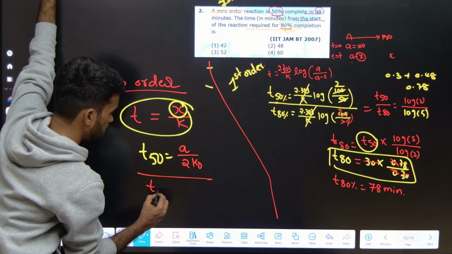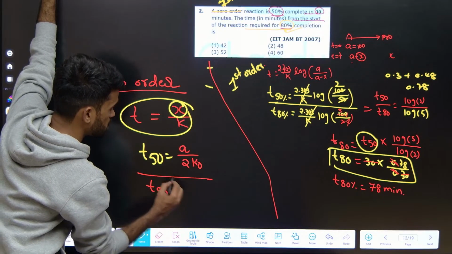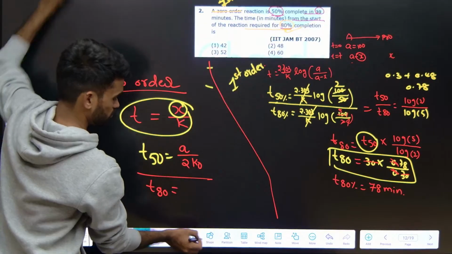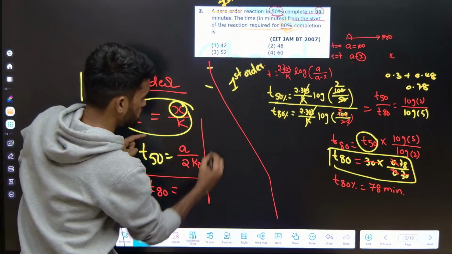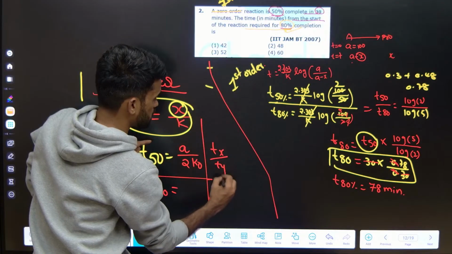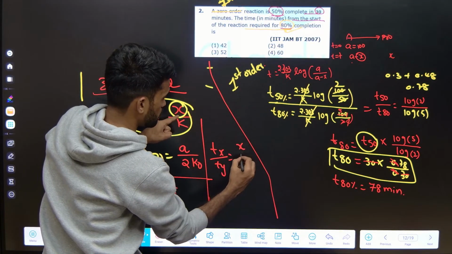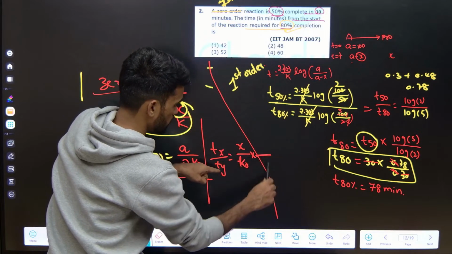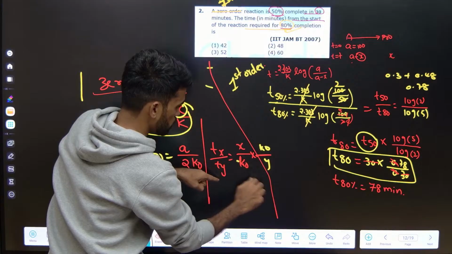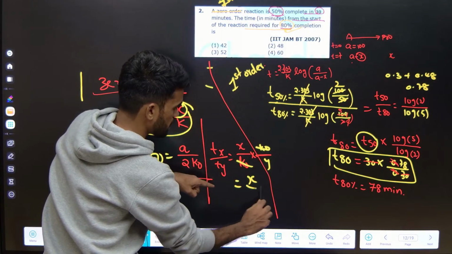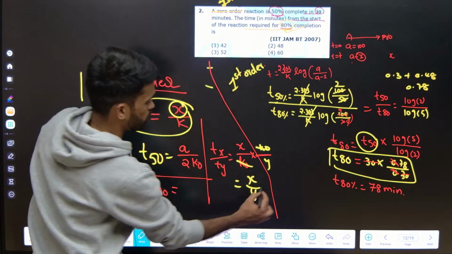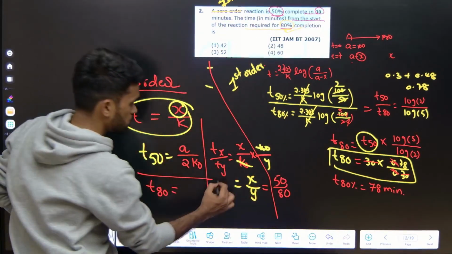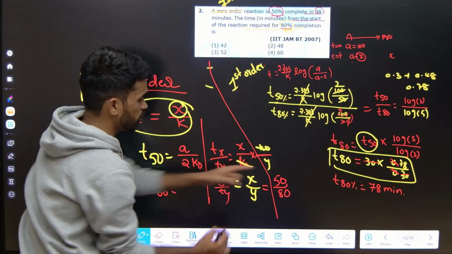They are asking again T 80%, so T 80% means X is 80. See, it is simple, you just take T X percent by T Y percent equals X by K naught multiplied with K naught by Y. Simply you remove the K naught, so you will get X by Y. What is X, they are saying 50, and Y is 80, that's your answer. So T X by T Y will be 50 by 80.